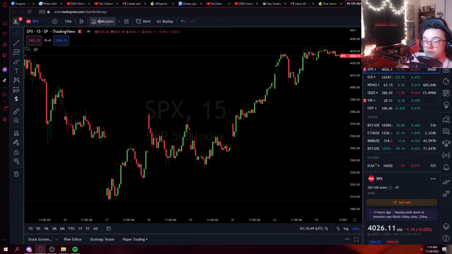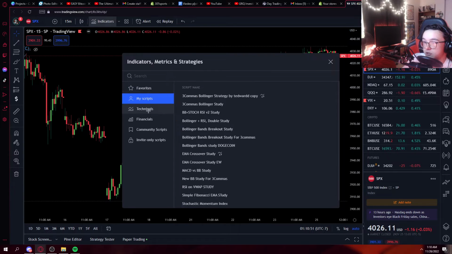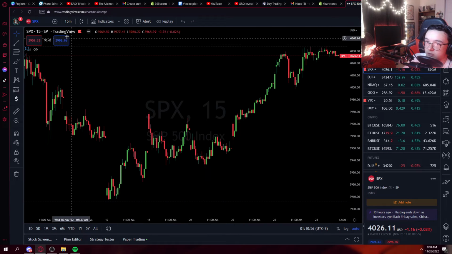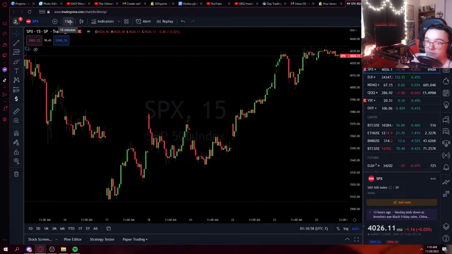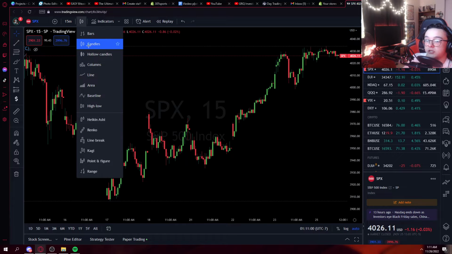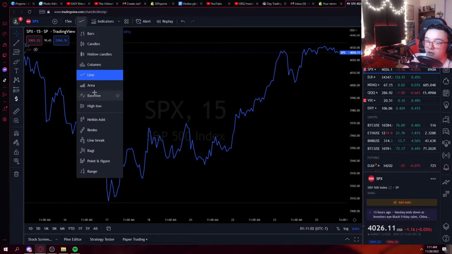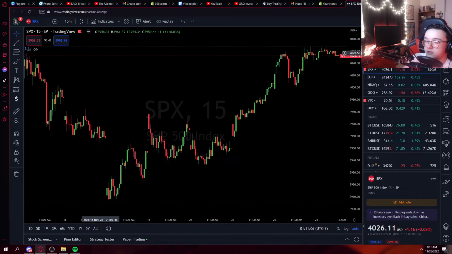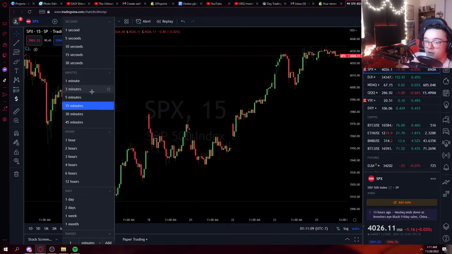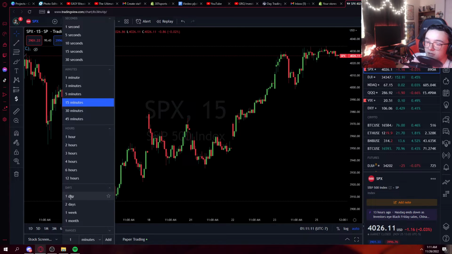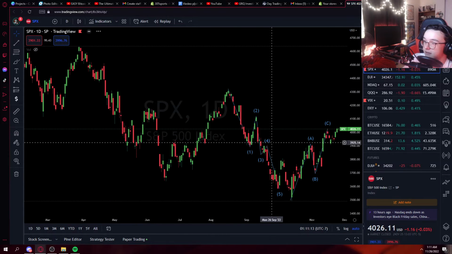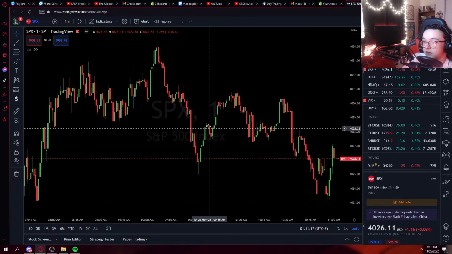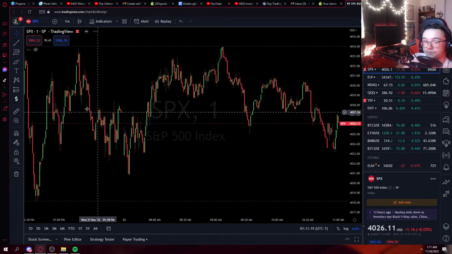So up here you have your indicators. You can search for different indicators. As you know, there's thousands of them. You just want to pick and choose the ones that you like and the ones that are good. Up here, this is where you can change the type of chart. You can go like line, baseline, all this different types of stuff. The best is candles. That's generally what everybody uses. Here you have different timelines, so each candle can represent a day. This would be looking really long term. Then you can go really short term, like a minute. So each one of these candles is a minute.